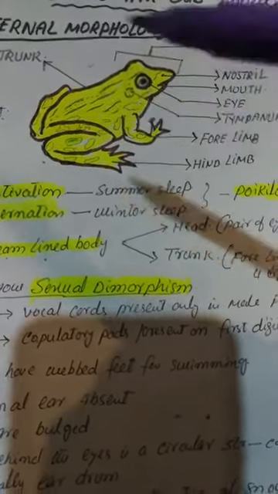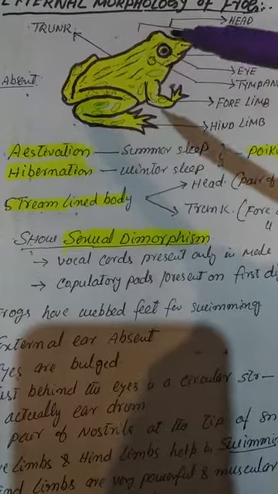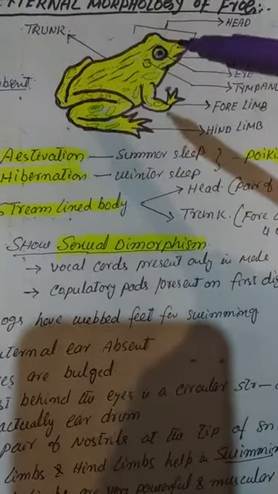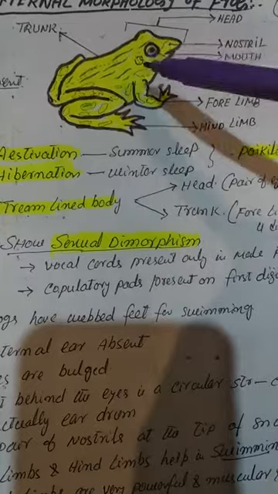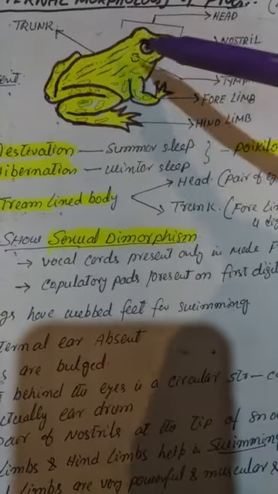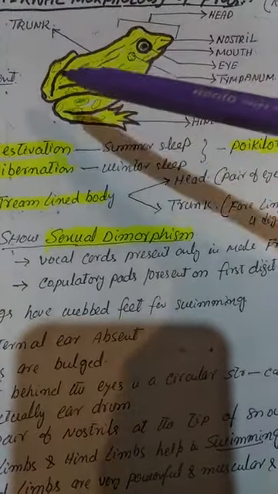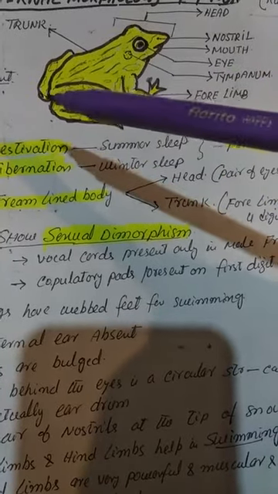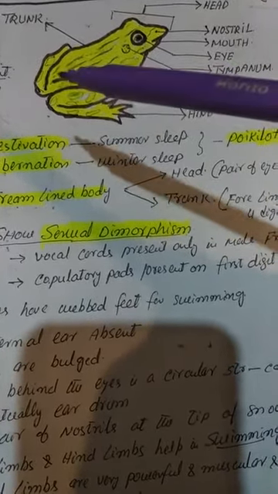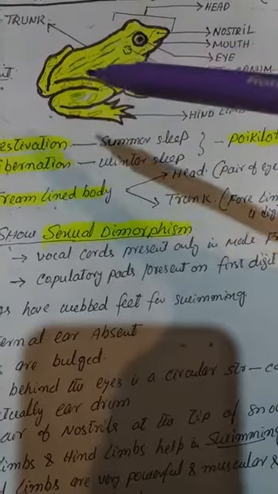These frogs also have webbed feet. These webbed feet help the frog in swimming. Now the body of the frog is broadly divided into two parts. That is, number one, the head. Here it is the head, and the rest of the part is known as the trunk. And we see that there is no tail in its body, and neck and tail are absent in its body.